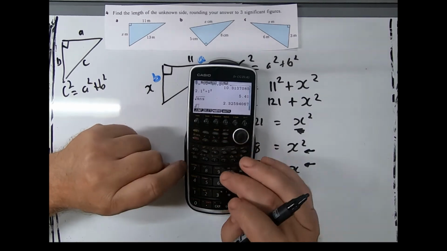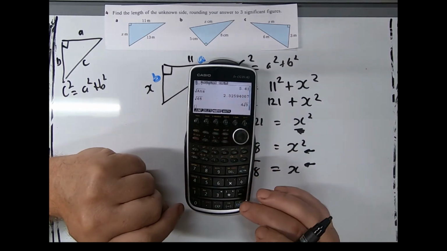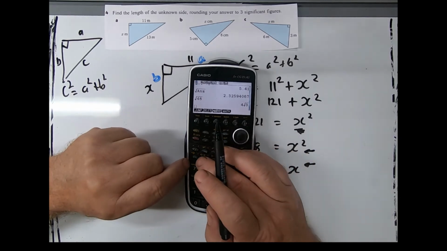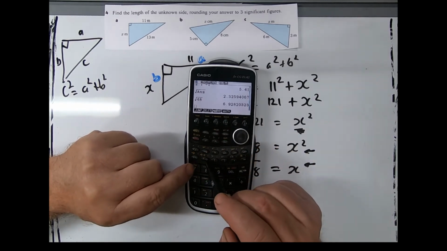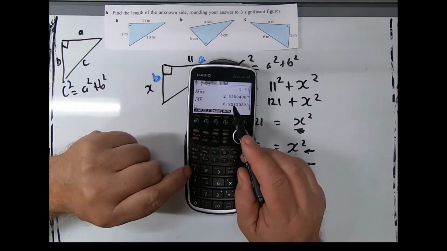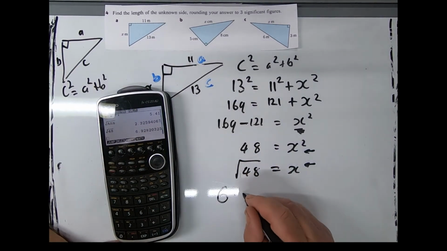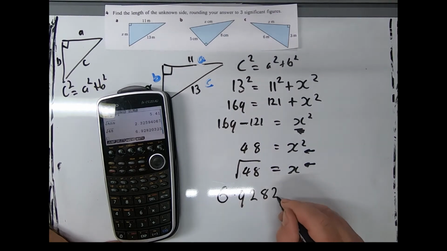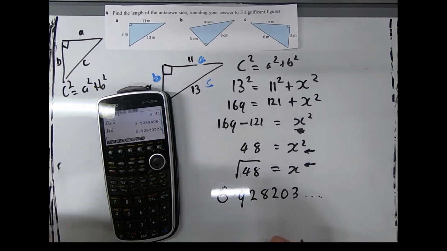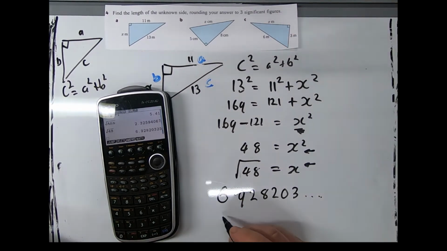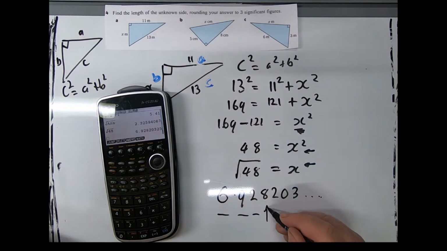Shift square root 48 as a decimal. This is the FD button here. 6.928. So I will write that out. 6.9282003. Three significant figures means 1, 2, 3. Do I round up or down on the 8? I think I round up.